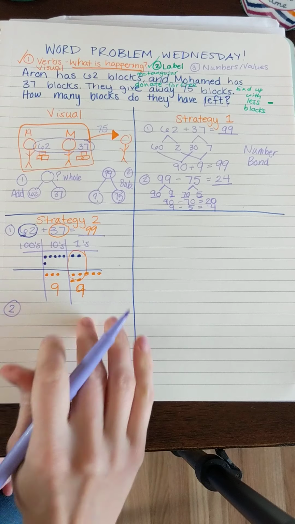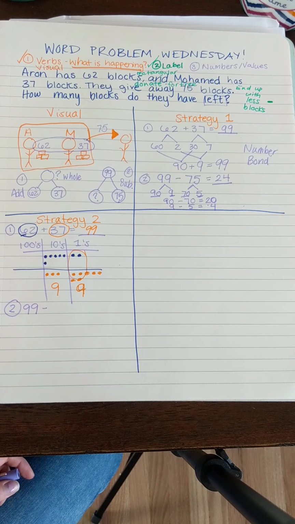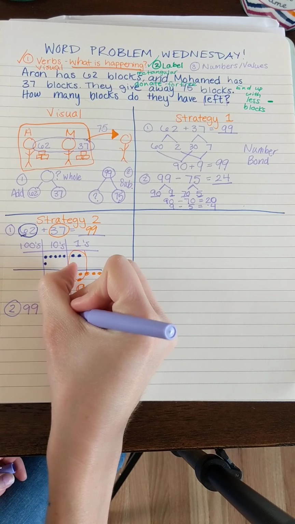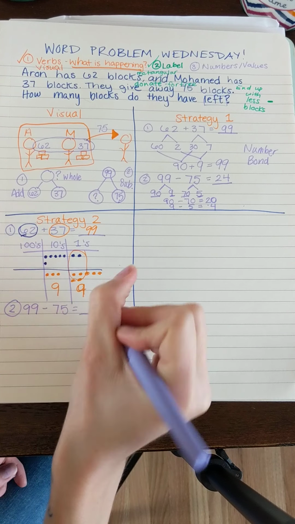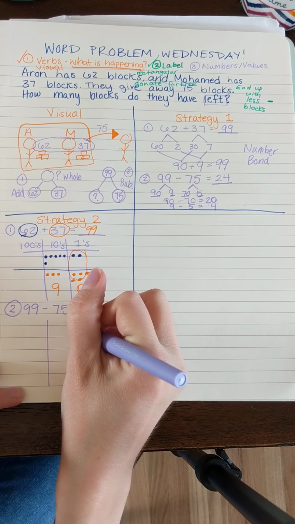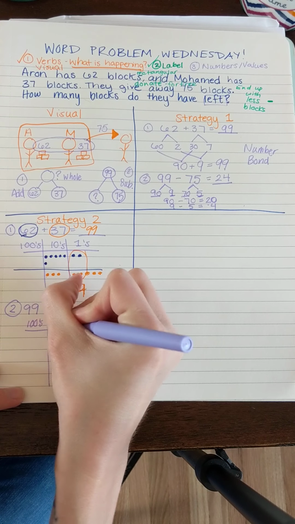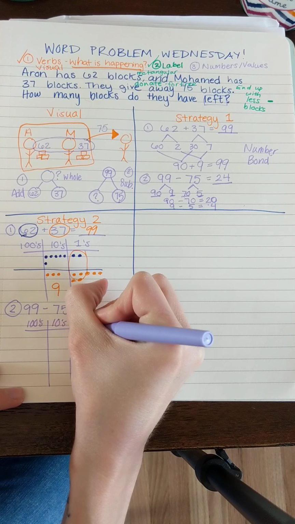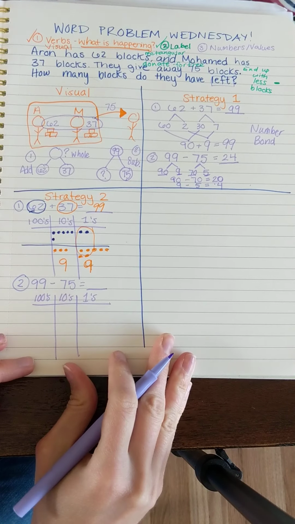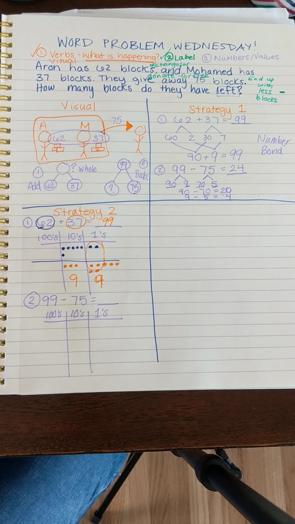Okay, now we have our second part. Just like last time, it's subtraction. So I'm going to take 99, which is how many blocks they had together. They gave away 75. How many are left? I don't know. Let's make sure that it's 24 like I thought. So in my place value chart with my hundreds place, tens place, and ones place, I'm going to go, you see that? Okay, good. 99 minus 75.